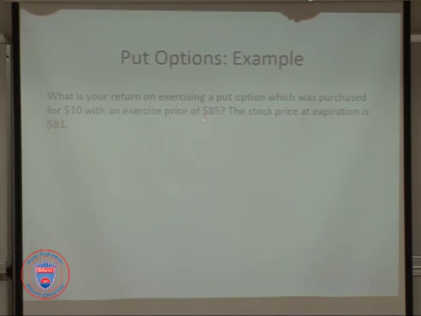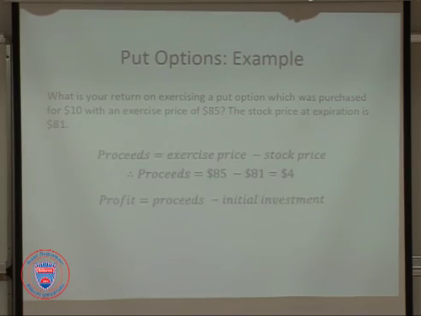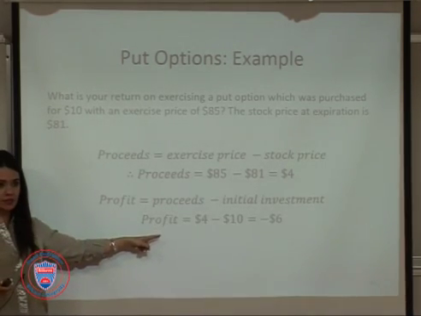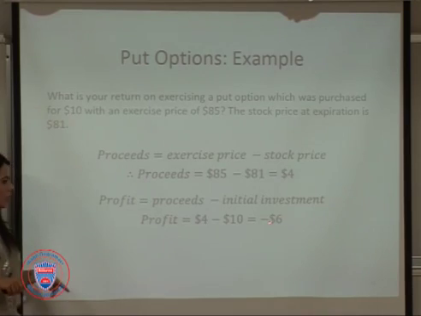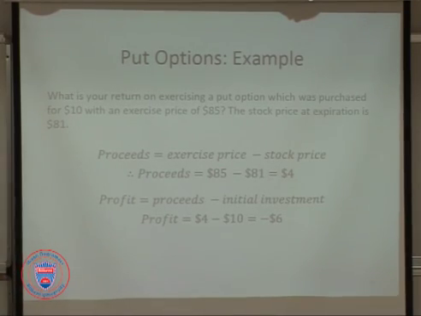So the exercise price is 85. The stock price is 81. If you want to exercise this option, how much money are you going to sell the stock for? 85, right? You can sell the stock for $85. But the stock price is actually 81. But you paid $10 for this put option, so you need to consider it. You're making $4 from the stock, but you paid $10 to buy the put option. So actually your profit is -6.